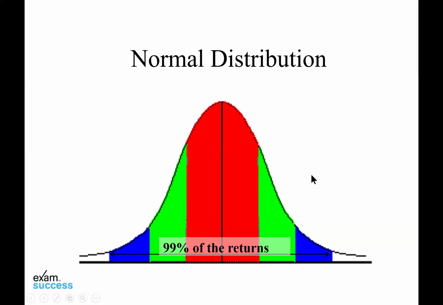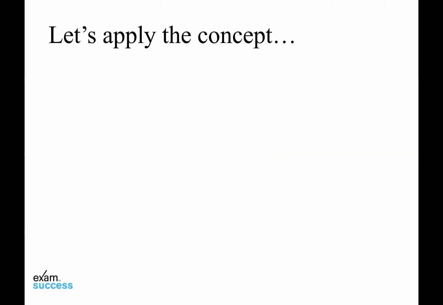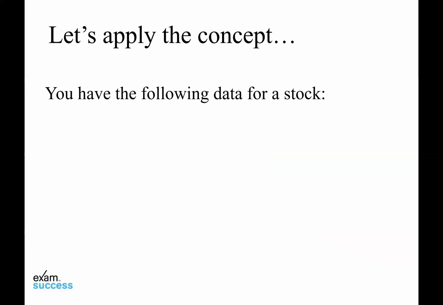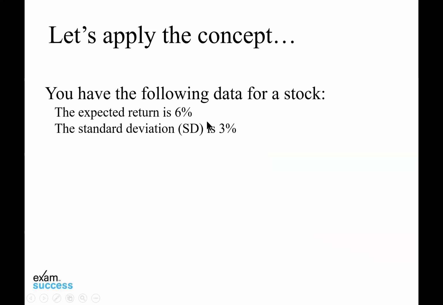So we've got 68%, 95%, and 99%. We need to keep those in mind and we can apply it and answer simple questions. So to be able to do this, let's just apply the concept. So let's suppose we have the following data for a stock. This will be given in your question. The expected return for the stock is 6%, and the standard deviation is 3%.